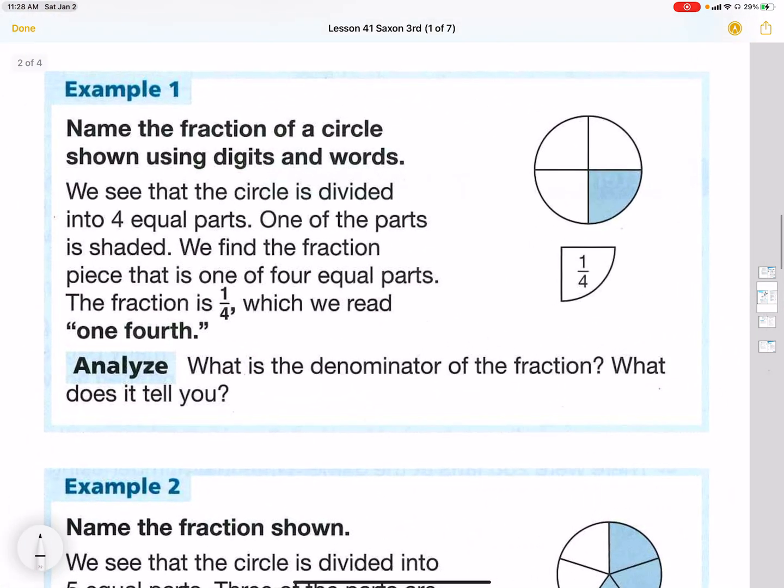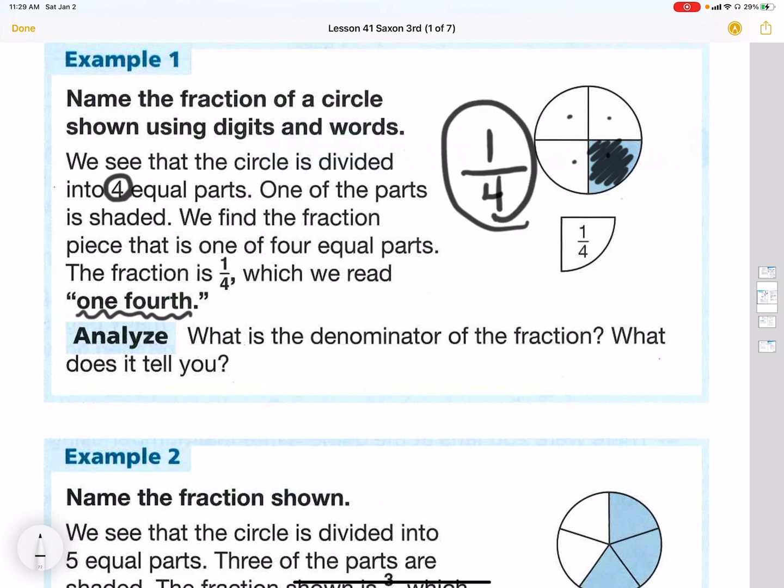So now let's do some examples. Name the fraction of the circle shown using digits and words. So we see the circle divided into how many all together? 1, 2, 3, 4. That all together number is our denominator. And we have 1 that is shaded. That is our numerator. So we have the fraction 1/4, and they wrote in words also one fourth. This would be a 2-point question on your homework because you have to write the fraction and use words.